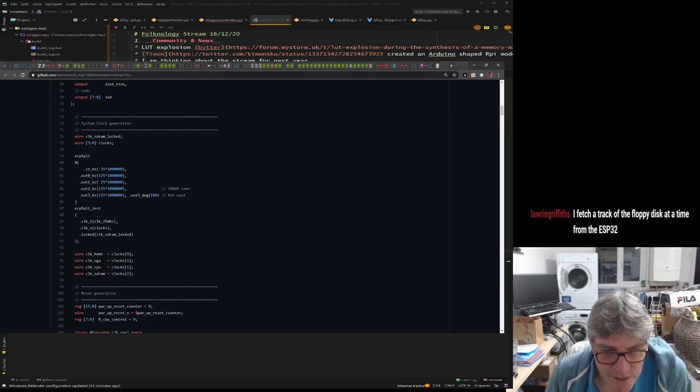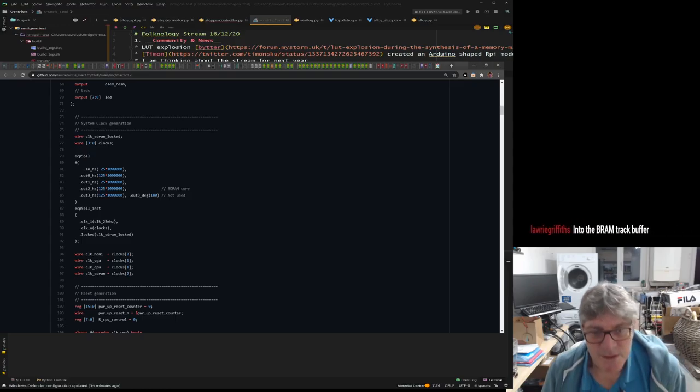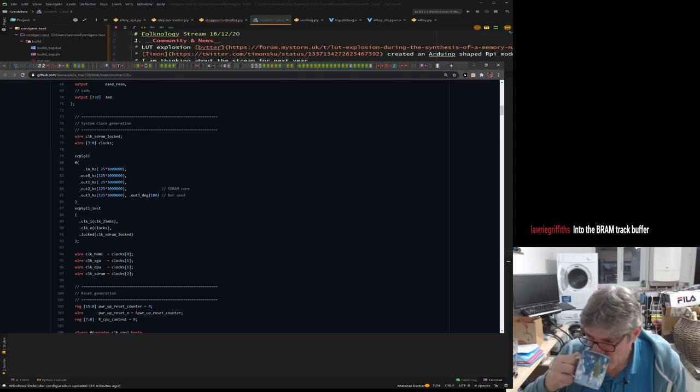Fetch the track of the floppy disk at a time from the ESP32. I don't know what a track means, as in, I know what it used to mean. So it still fetches by track, does it? Well, I expect the code does. I see. It's cool.